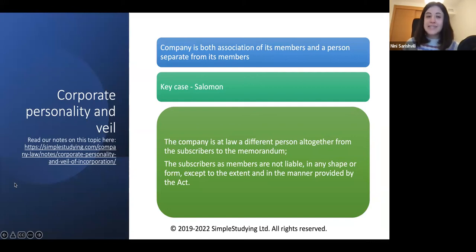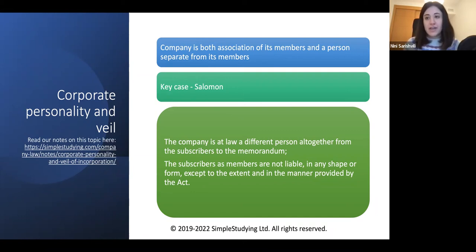So the idea of separate corporate personality and the corporate veil was first discussed in this case of Salomon, which meant that companies are both an association of their members and separate from their members. The liability that the company has cannot be assumed by the members, but there are exceptions that we will discuss later.